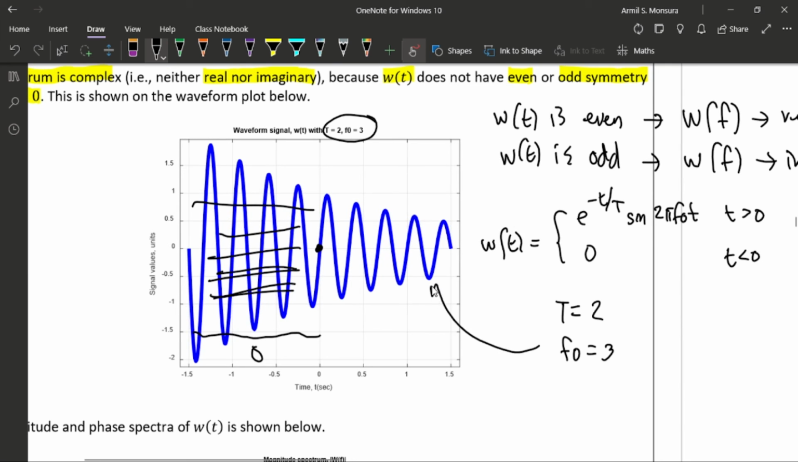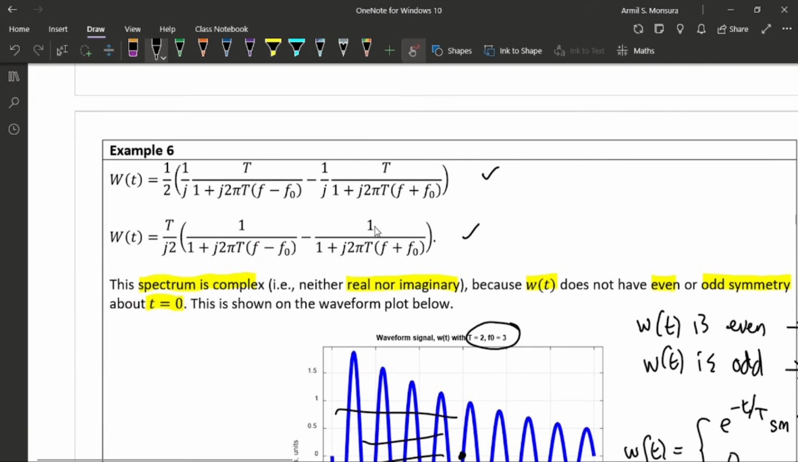Ito yung magiging resulting waveform niyo. And obviously, since dapat 0 nga yung nasa kaliwang side nito, there will be no observable symmetry for your waveform signal. So therefore, if there is no observable symmetry for your signal, it would be prudent for us to expect that your spectrum would return as complex. So, such as this one. Makikita natin ngayon na complex nga yung ating spectrum natin.